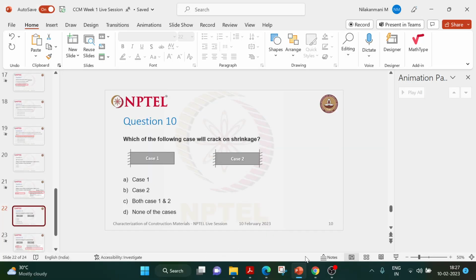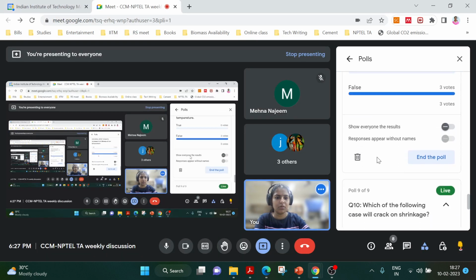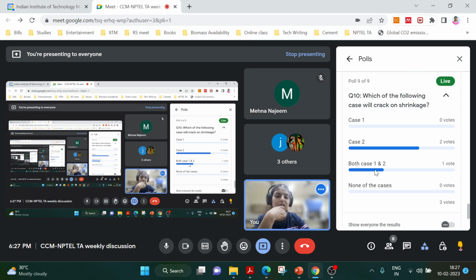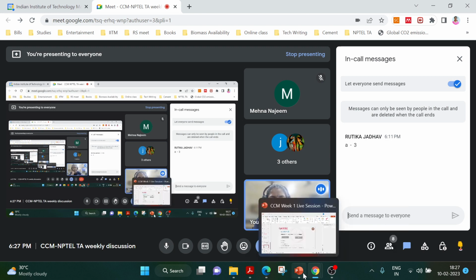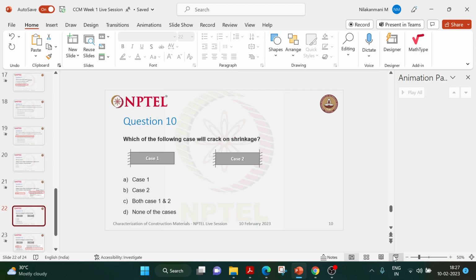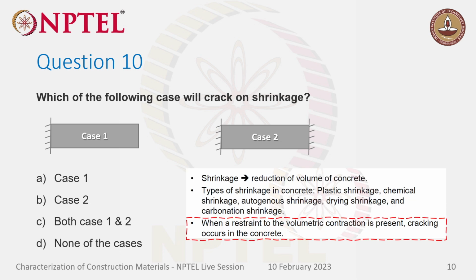Time is up. Let's see your response in polls. Some of you think both case 1 and case 2 will crack. Some of you pick case 2. Let me see the chat box. None of you have posted the reason. Fine, let's discuss the problem. If you picked case 2, can someone unmute and explain why you think case 2 will shrink? Case 2 is the right answer, but can someone unmute and explain why?